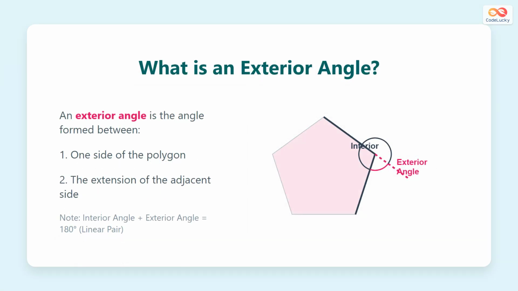Now, what exactly is an exterior angle? It is the angle formed between one side of the polygon and the extension of the adjacent side. It is important to note that the interior angle and the exterior angle at any vertex add up to 180 degrees, forming a straight line.